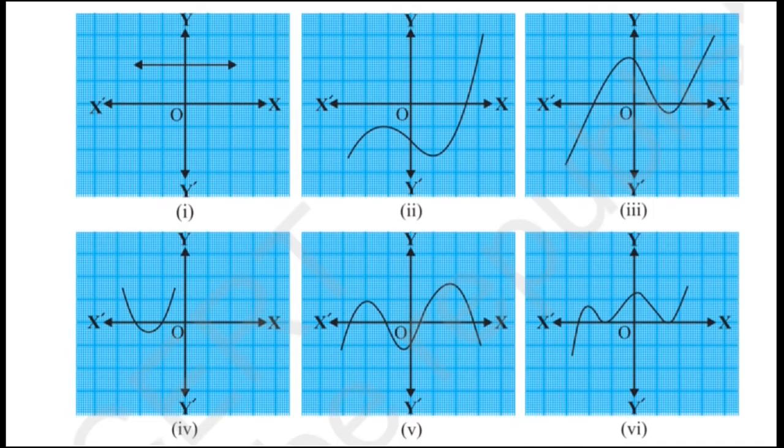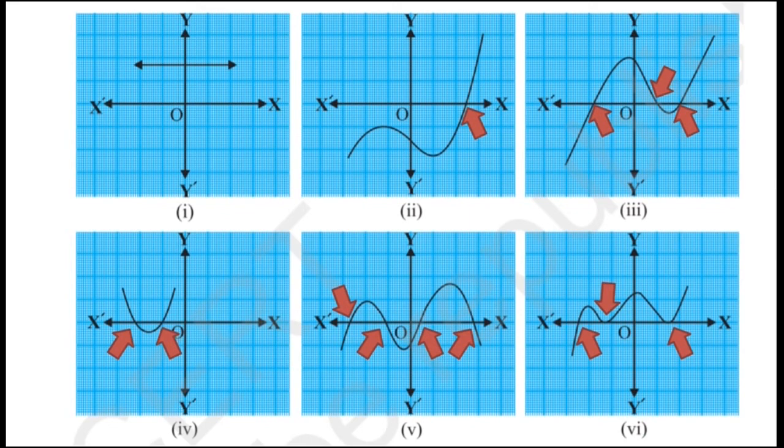So just see in the first graph, the graph does not cut the x-axis at any point. So we can tell the number of zeros equal to 0. And in the second diagram, the graph intersects the x-axis at only one point. So the number of zeros is 1. The third diagram, the graph intersects the x-axis at 3 points, so the number of zeros is 3.